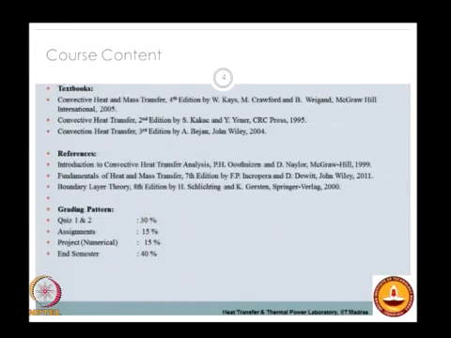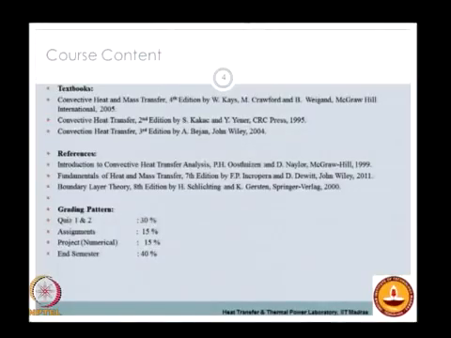So coming to the textbooks, there are quite a few textbooks available for this subject. The most important ones, which I will be following here, I have listed as the textbooks. Convective Heat and Mass Transfer by Kays and Crawford is an excellent text, followed for several decades as a classroom teaching aid for this course. Convective Heat Transfer by Kakac and Yener is a pedagogical style textbook for this course, where all the detailed derivations have been explained to a great extent.